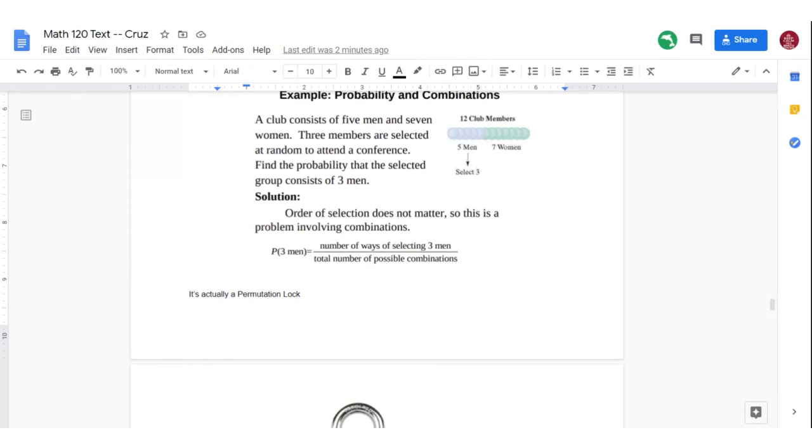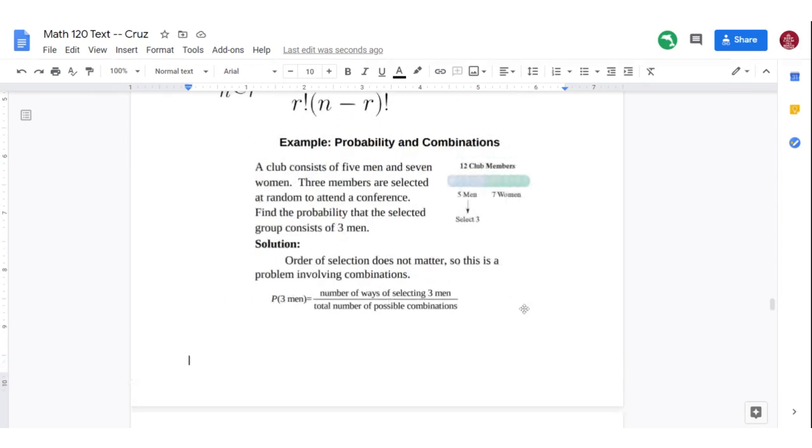I've got it set up in a very basic way, but we'll go through the actual calculations for it. Order of selections does not matter. So this is a problem involving combinations, okay? So I was right. You're right. Order doesn't matter.